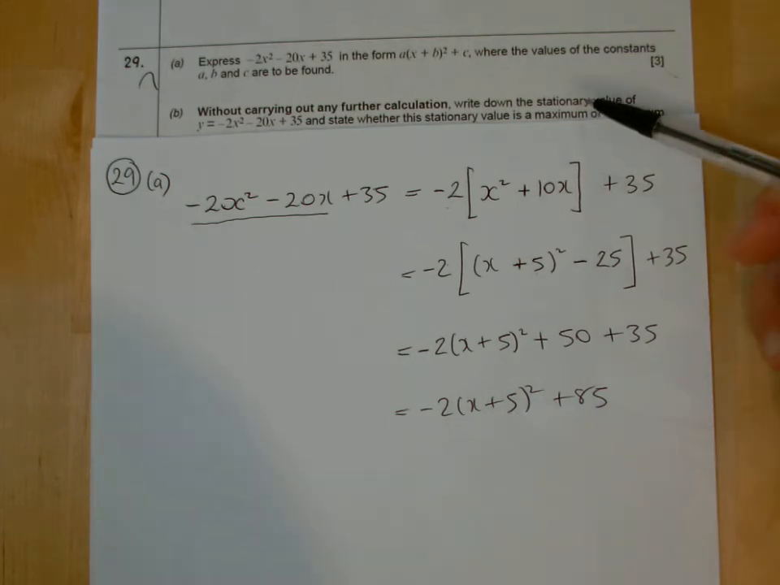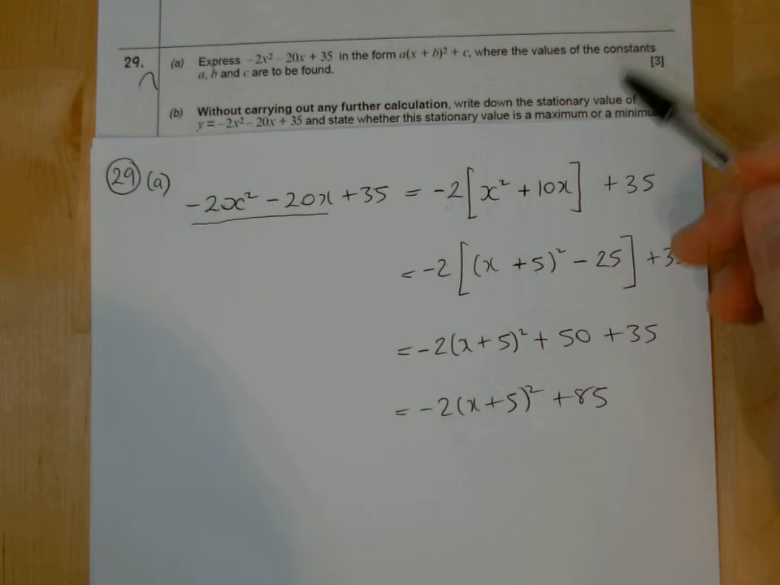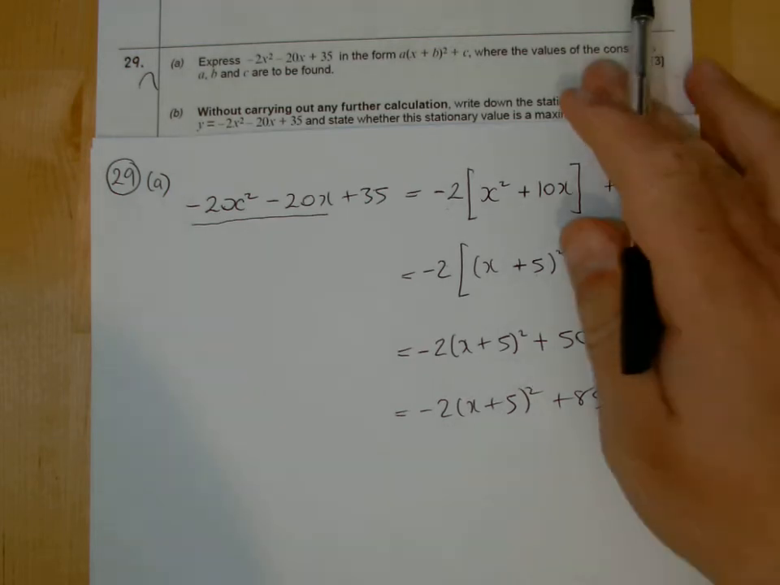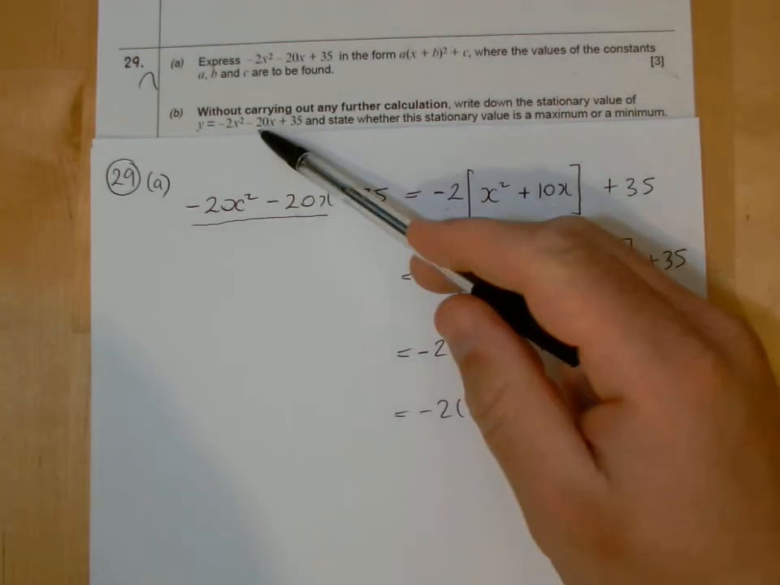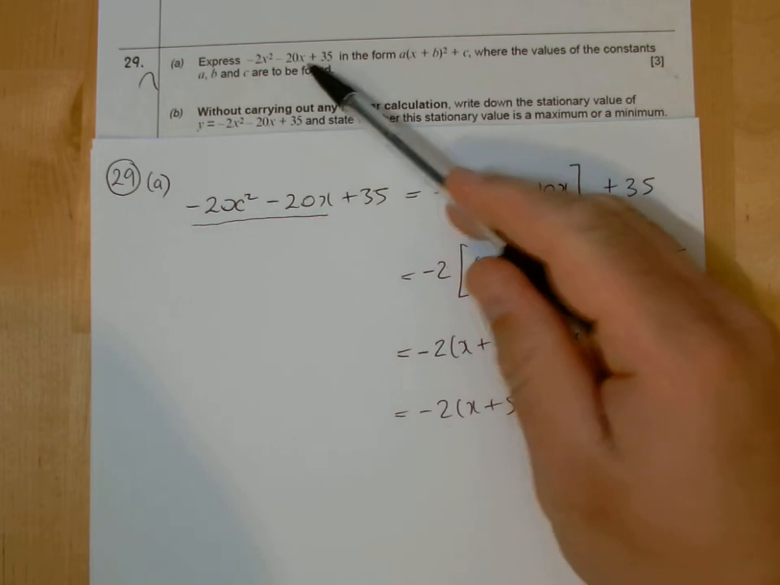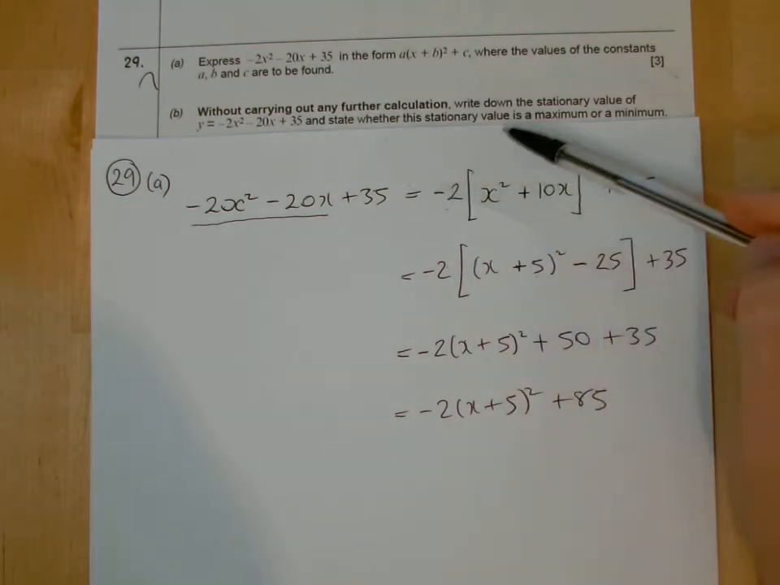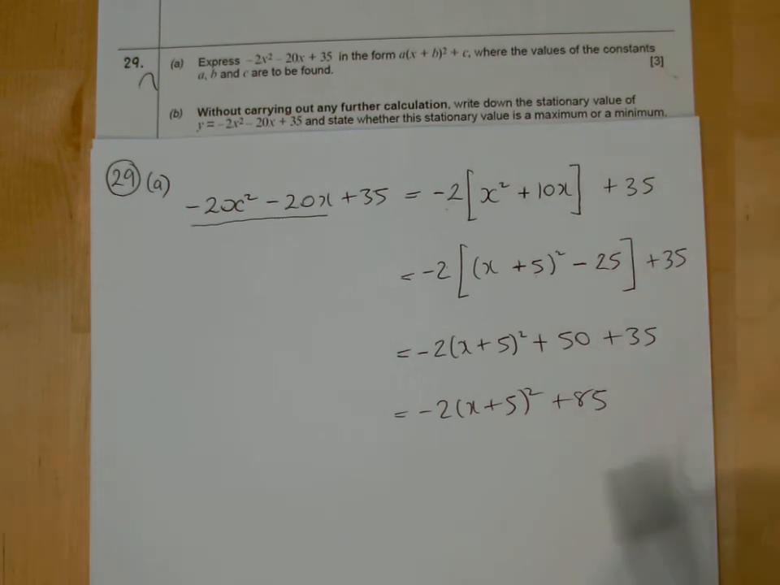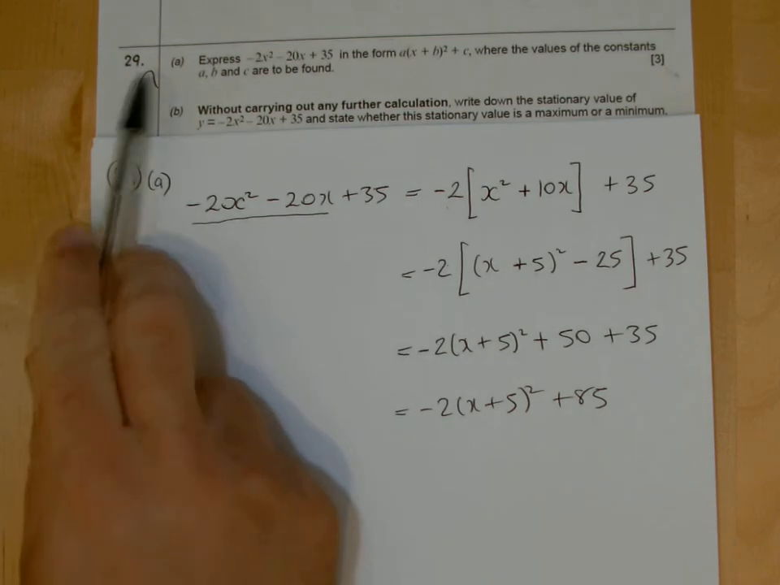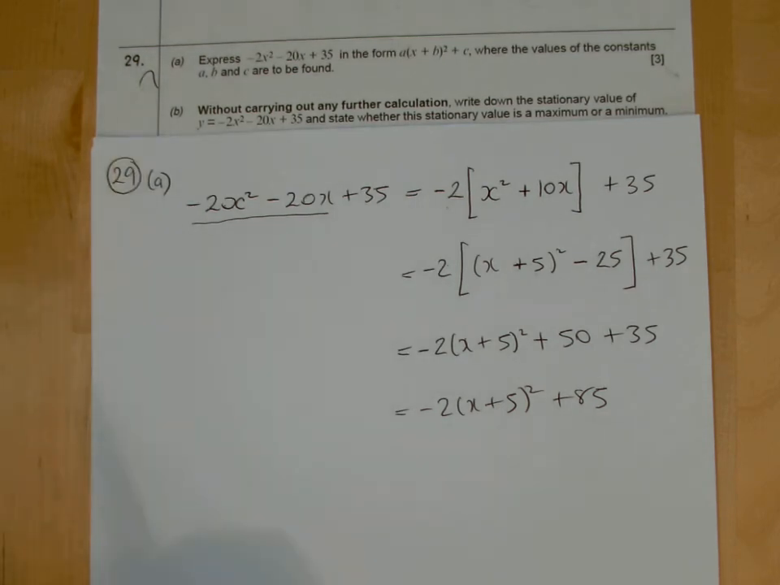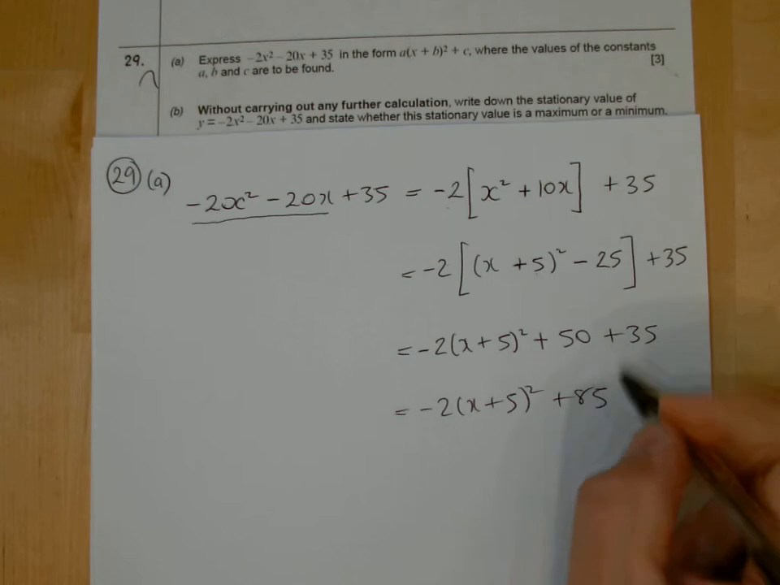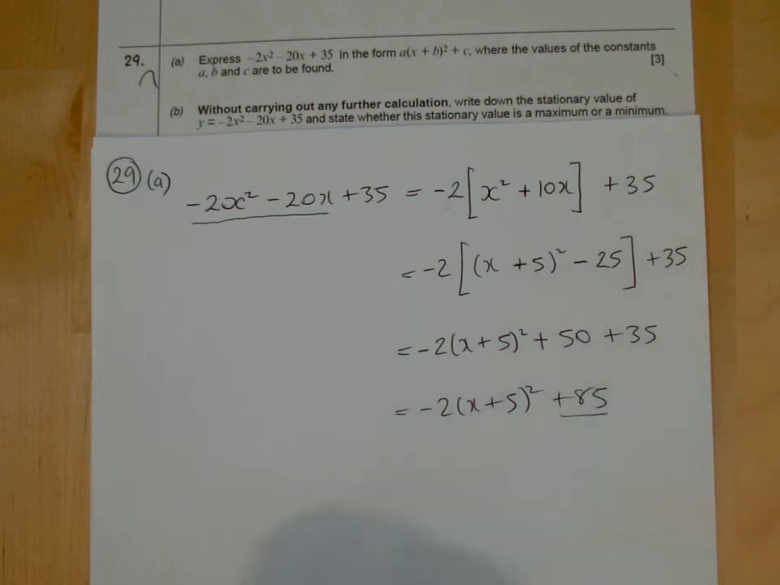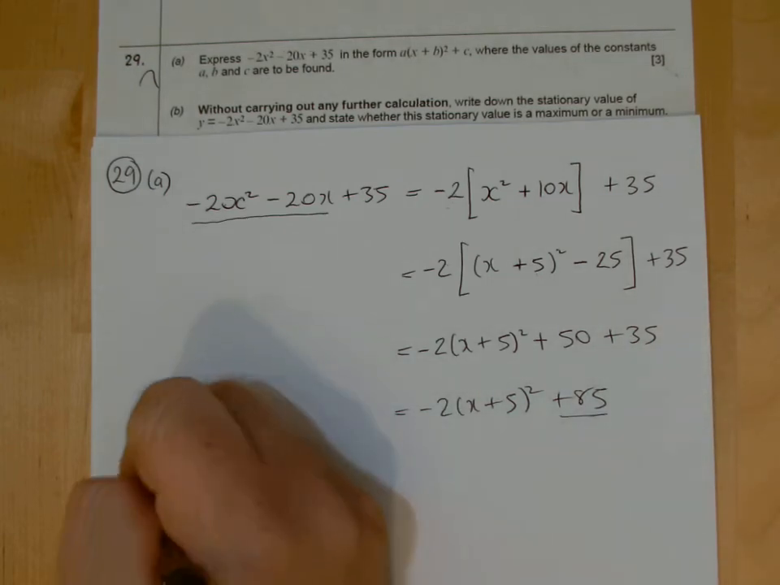Part B then, it says, without carrying out any further calculations, write down the stationary value of the curve y equals this, which is corresponding to that, and state whether this stationary value is a maximum or a minimum. Well, remember we said when there's a minus in front of it, it's going to create an n-shaped, a frown, so it's going to be a maximum, and the maximum is going to be here. It's going to be that value there. So it will be a maximum.